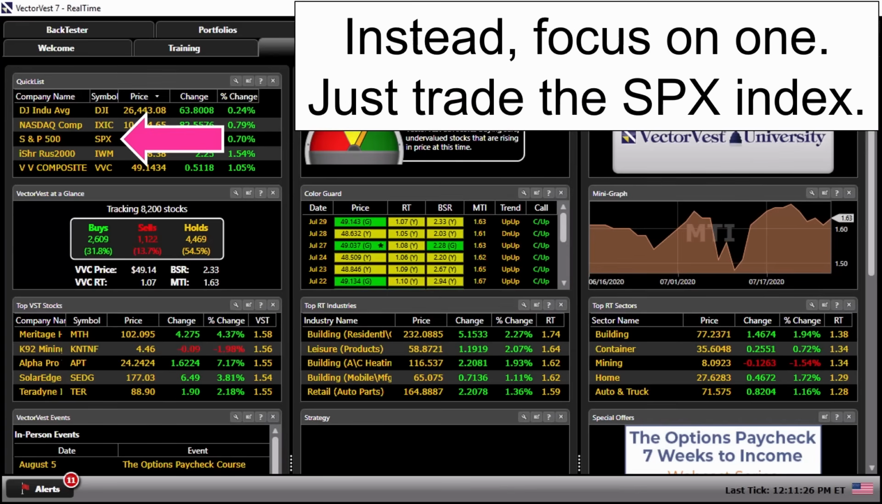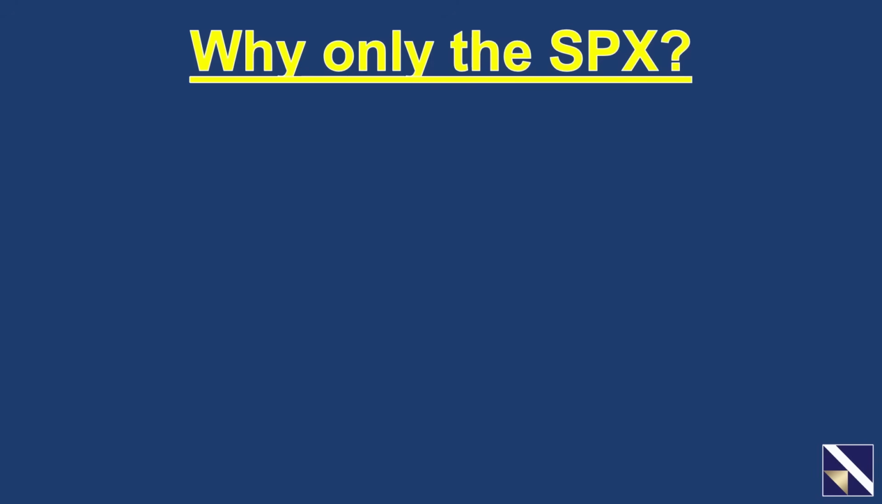So instead of focusing on lists of stocks, I want to focus on one trade, just the SPX index. It's the S&P 500. This is the cash-based index for it. And this can be a very efficient and simple trade, as you've seen so far this year for me and over the course of history. Now, why only the SPX?